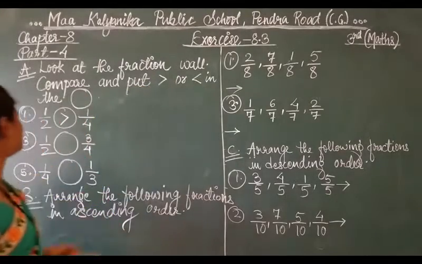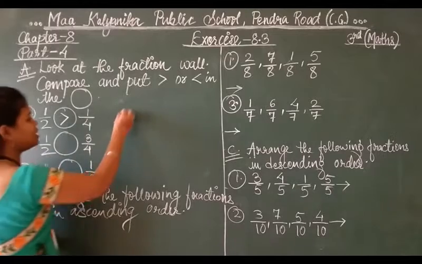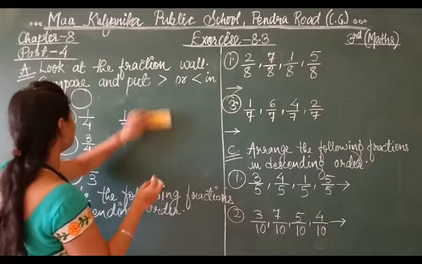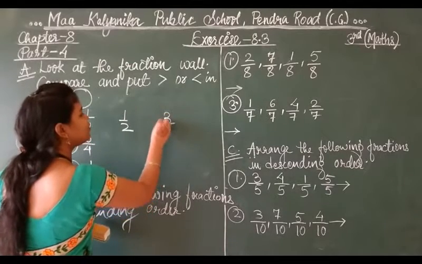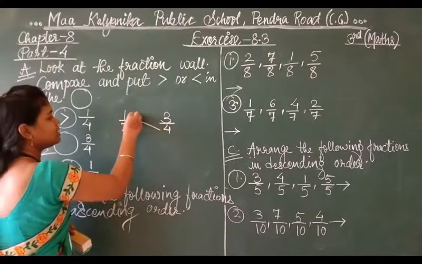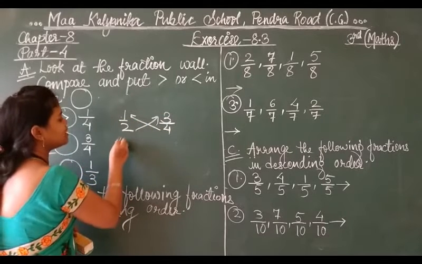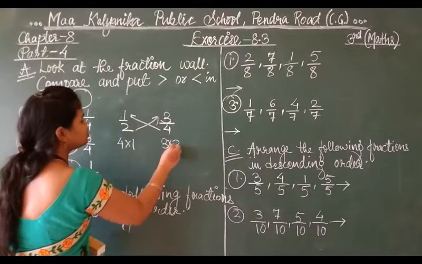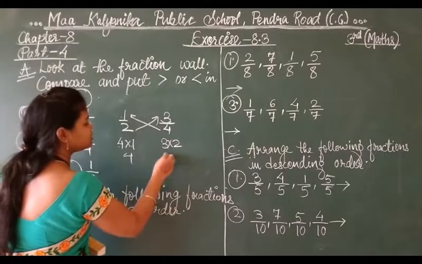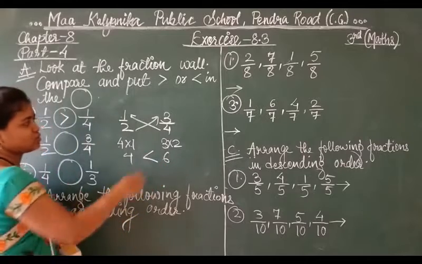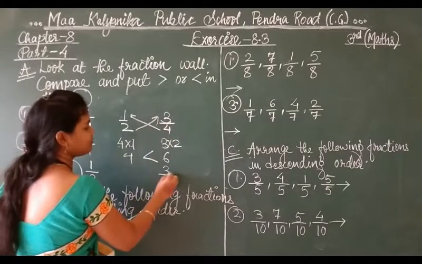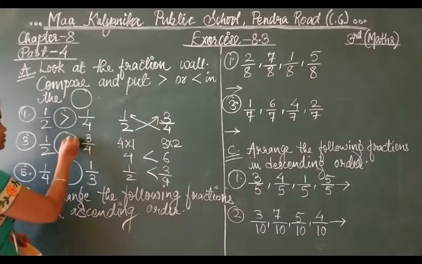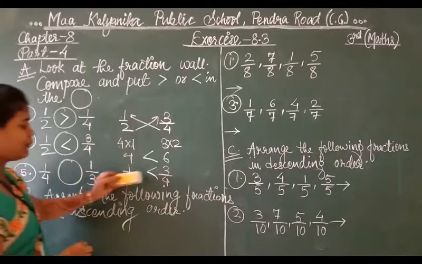Now moving to question number 3. Question number 3 is 1 by 2 and 3 by 4. So simply students, you can cross multiply. So 4 into 1, and here 3 into 2. So 4 ones are 4, 3 twos are 6. 6 is greater, so 3 by 4 is greater. 3 by 4 is greater than 1 by 2. So simply students, this sign will be put.